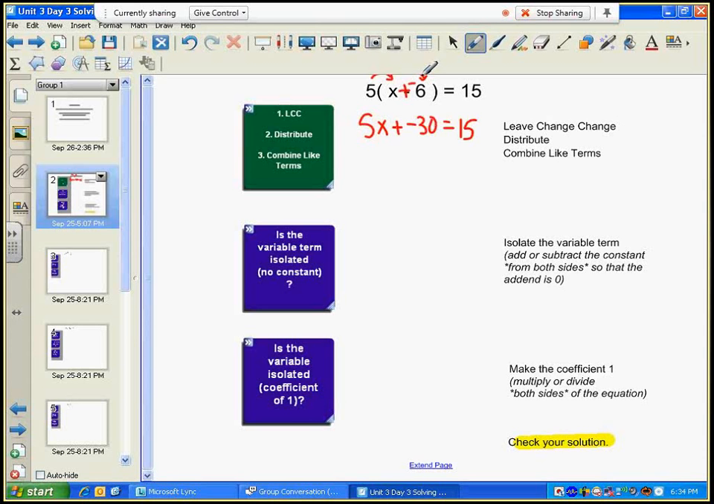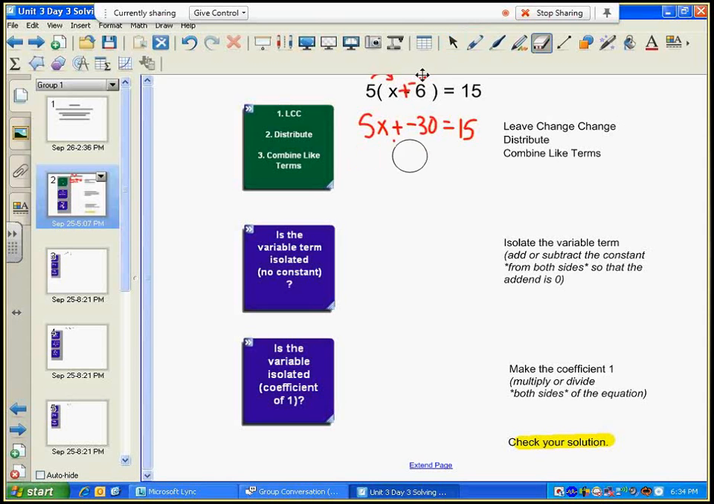Is there anything else I can do on my left side? Nope, my like terms are combined. It looks good. Now the next question I'm going to ask myself is, remember, at this point it's simplified. I'm going to be working backwards through PEMDAS. I'm going to handle my addition and subtraction stuff first. So I'm going to see if this variable term, the one with a variable in it, is all isolated, or is there a bunch of extra stuff done to it. And you can see there's a bunch of extra stuff done to it.